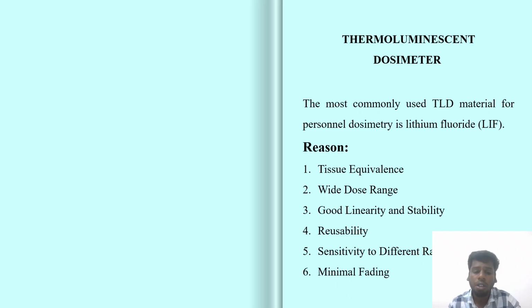So we are using this holder and badge. There is an identification code, barcode or serial number for tracking the wearer, that is, who wears that badge. Now we are going to see the working of TLD. First one is exposure. The TLD badges are worn by the radiation workers.